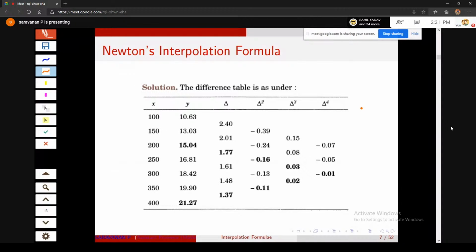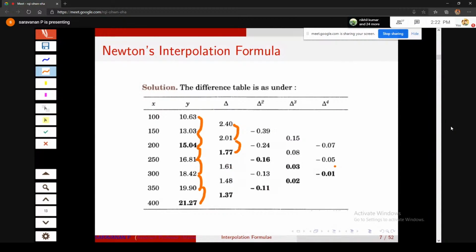So this is the difference table. Write the x value, write the y value. How will you find out the first difference? 13.03 minus 10.63, then this minus this, and so on. Write it here. Then this value minus this value, this value minus this value. Subtract and write it here. Then this minus this, write it here. So construct the table.